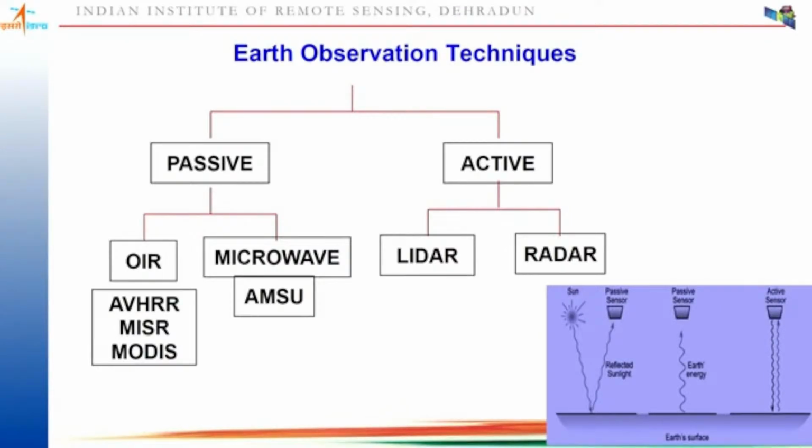When we talk about Earth observation, you know that there is passive and active. Passive senses reflected radiation, and active has its own source. In passive sensors there are optical sensors and microwave sensors. In active sensors we have lidar and radar and so on. Different processes can be sensed through different sensors, so we'll discuss in detail in coming slides.